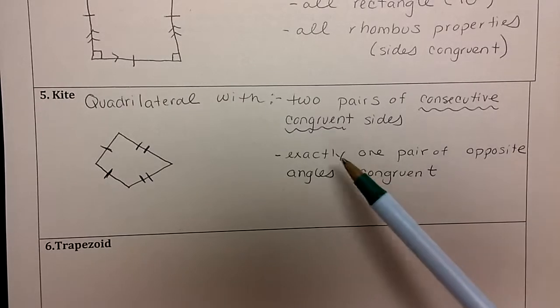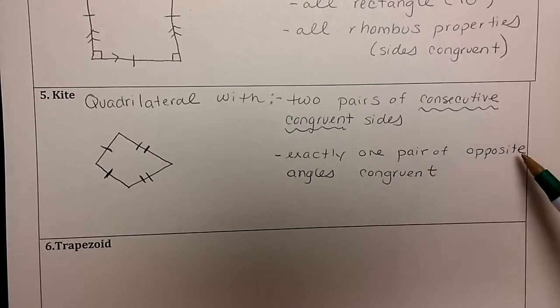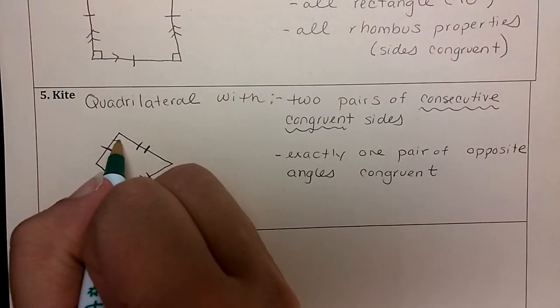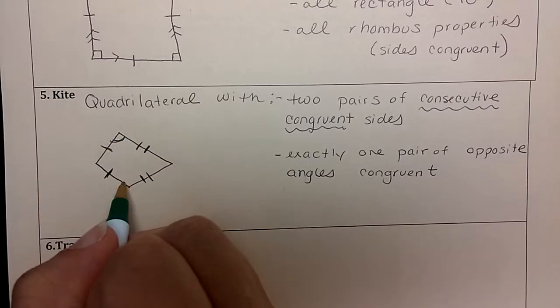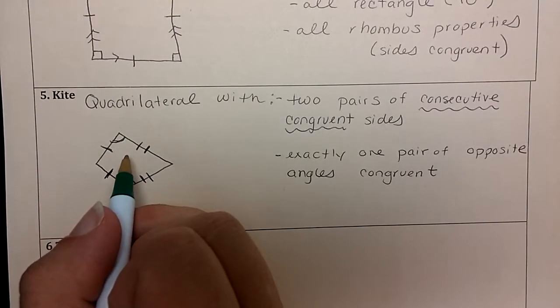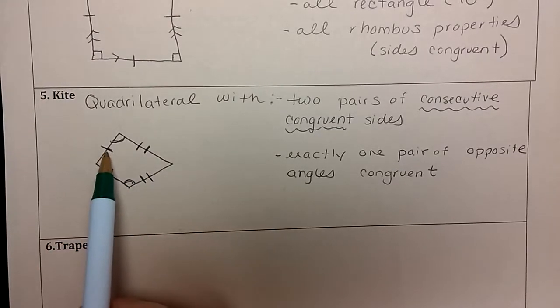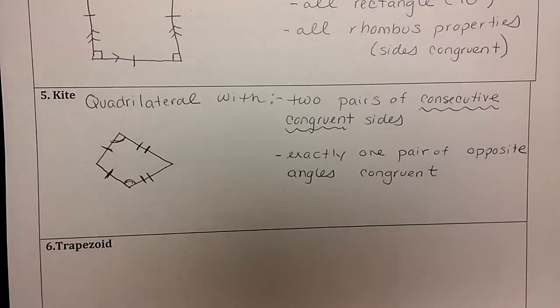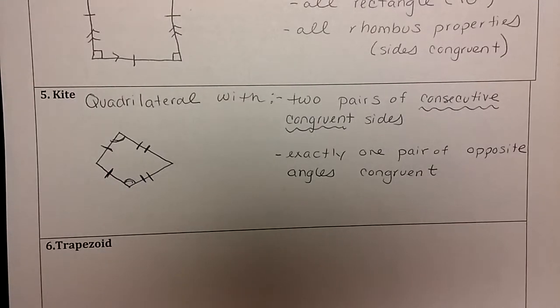Now the second property says exactly one pair of opposite angles are congruent. The opposite angles that are congruent, they're always the two angles directly opposite of each other, but they're the angles that are between the short and long sides. Okay, so you'll notice between this short and long side and between this short and long side, those are the angles that are opposite that are congruent.